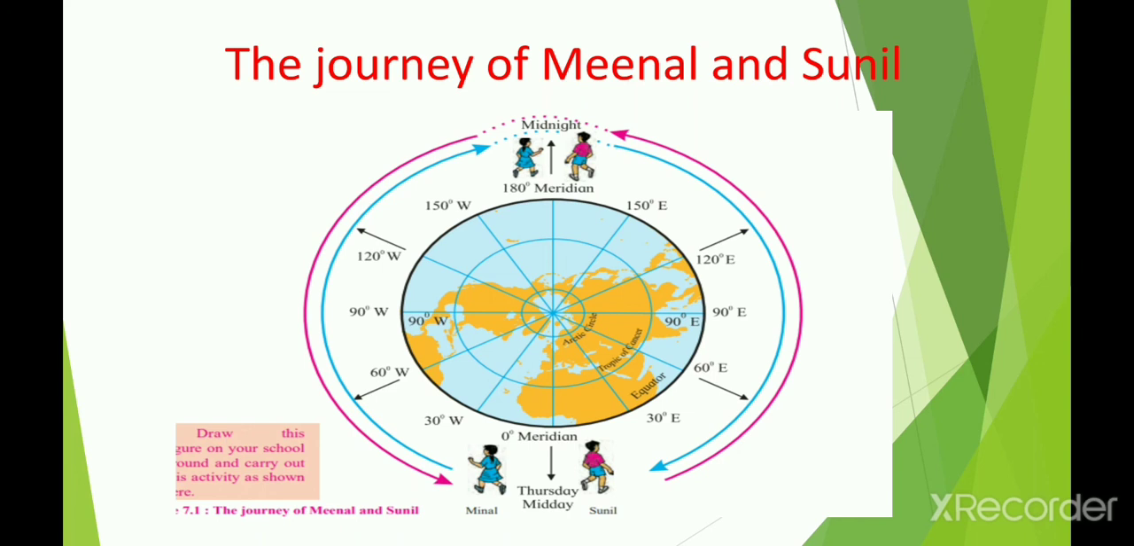And when she completes her full journey and returns to the 0 degree meridian, then according to her it should be Wednesday afternoon. When Meenal and Sunil meet at the 0 degree meridian, they will experience different days. According to Meenal it should be Wednesday, and according to Sunil it should be Friday. Then where does Thursday go? Which day is correct, Wednesday or Friday? To avoid this confusion, the line is drawn at 180 degree. In the next video we will learn about the international dateline.